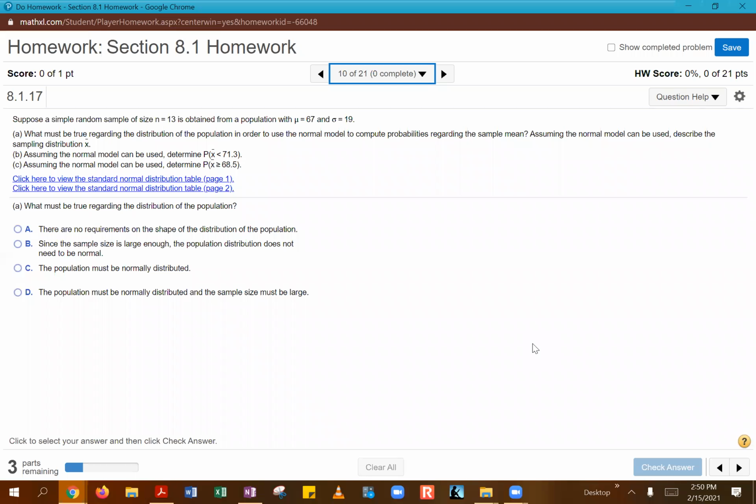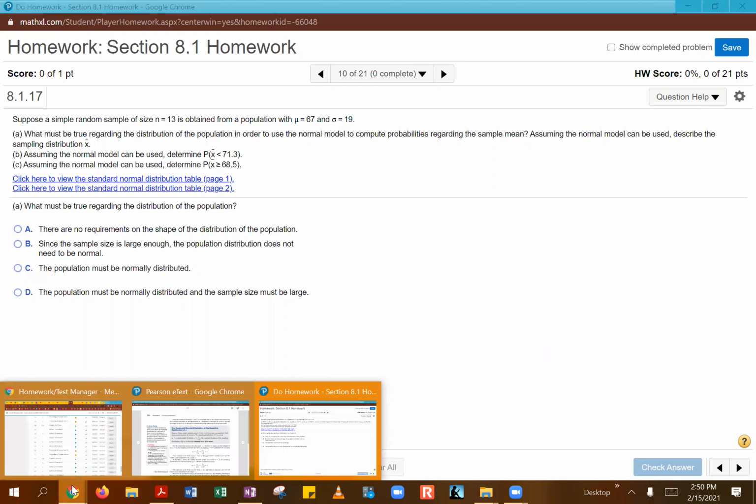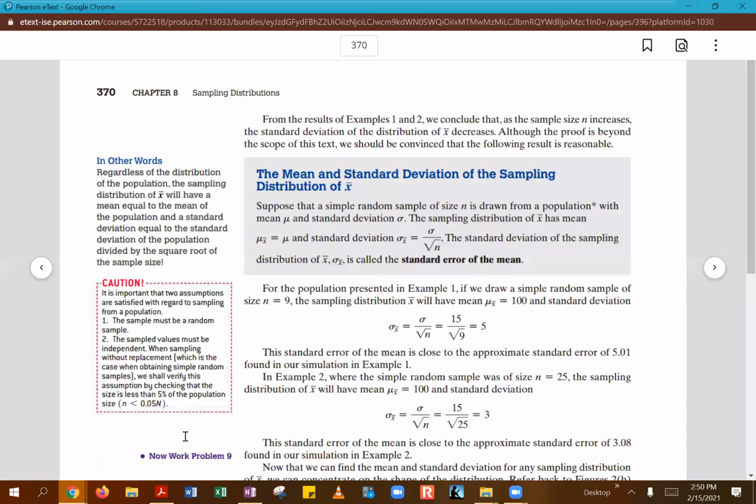All right, guys, let's take a look at this example over here. So this example is actually coming from your section 8.1, and this is specifically about the mean and standard deviation of the sampling distribution of X bar. So you can see this is page 370 of your textbook. So I just kind of wanted to show you some of the formulas over here.